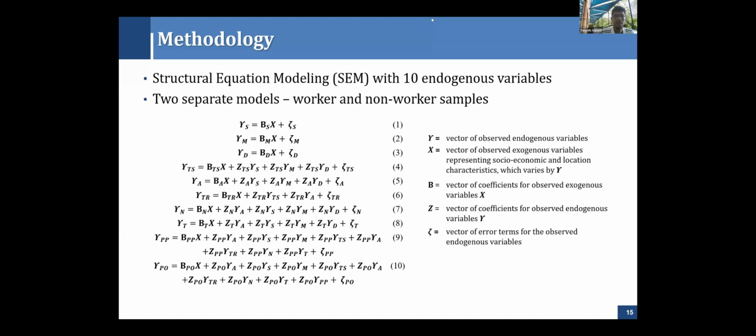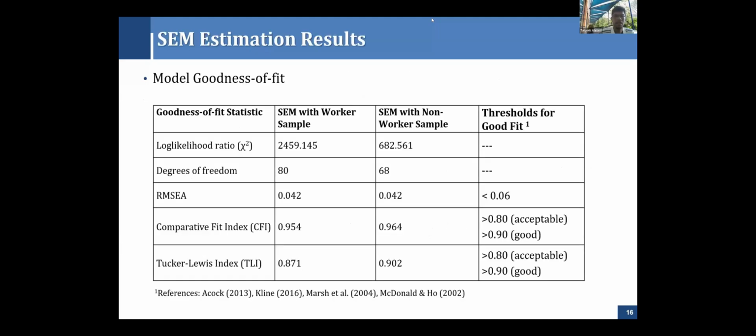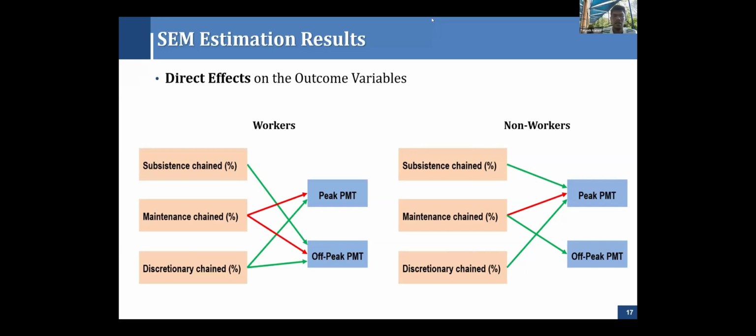The estimated ACM provides a satisfactory goodness of fit across all major criteria, indicating that the hypothesized model is a reasonable representation of the underlying relationships in the data. So from this slide, I will present the results.